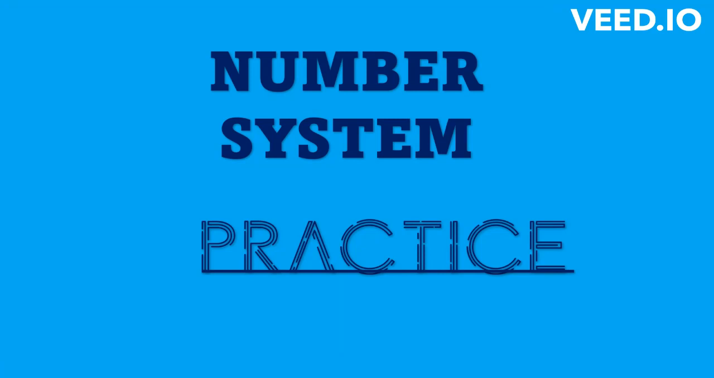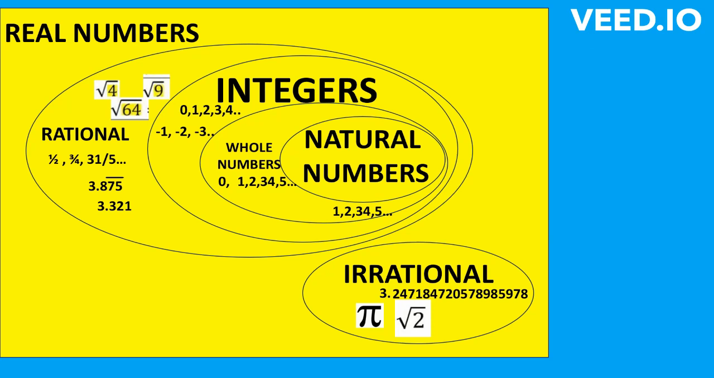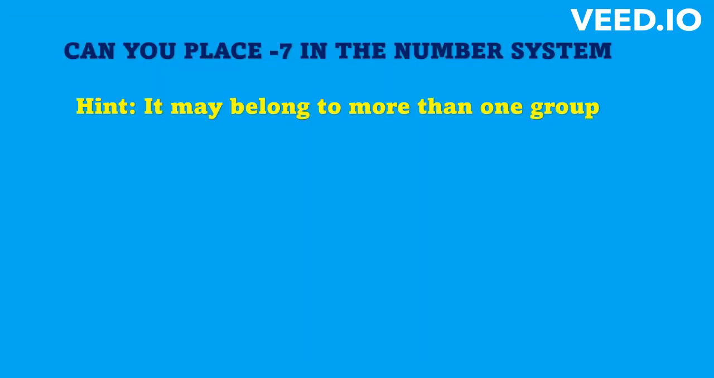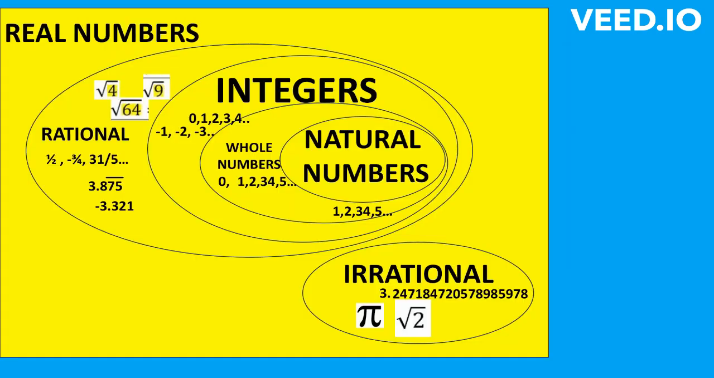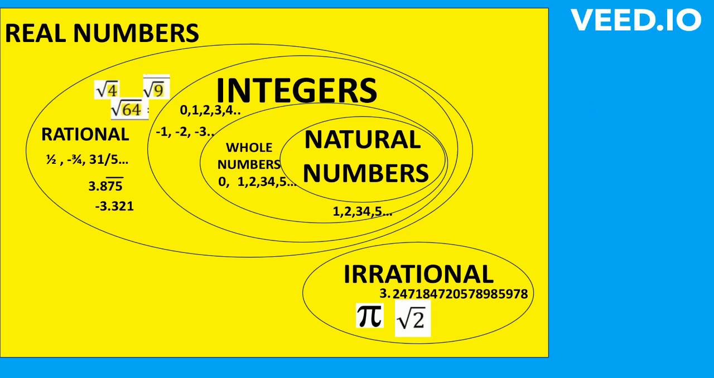Let's go into the practice. Can you place 7 in the number system? It can belong to more than one group. Can you place -7 in the number system? It should belong to integers and also rational numbers. Can you place 0 in the number system? 0 is a whole number. It is an integer. It is also a rational number.